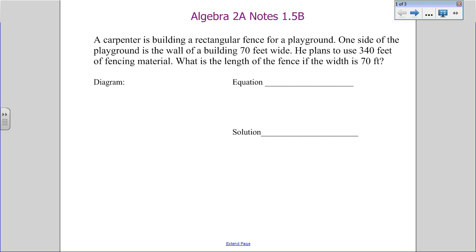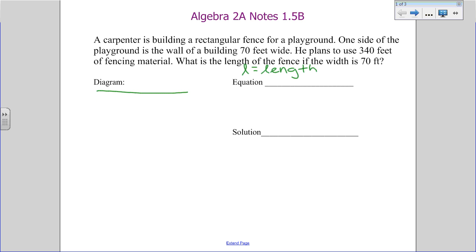So we have a carpenter building a rectangular fence for a playground. One side of the playground is the wall of the building that is 70 feet wide. He plans to use 340 feet of fencing material. What is the length of the fence if the width is 70 feet? So I do want to define a variable. All right, L is going to equal my length. That's what we're trying to find. That's what we don't know.